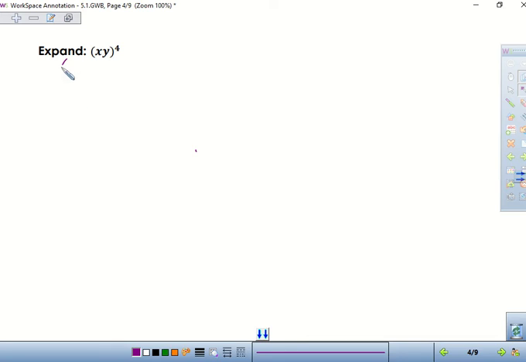So essentially what you have here is x to the first times y to the first, all to the power of 4. So this is what we call the power to power rule. When we apply the power to power rule, we're essentially multiplying those exponents together. So this is going to become x to the fourth times y to the fourth. Okay? So that's what you're going to end up getting when you do that.